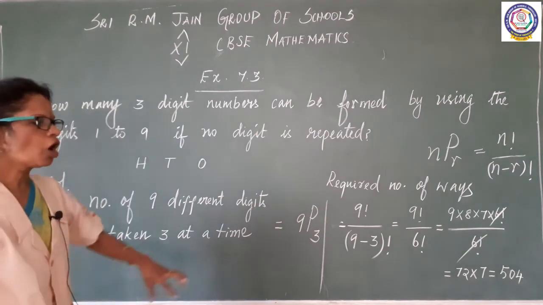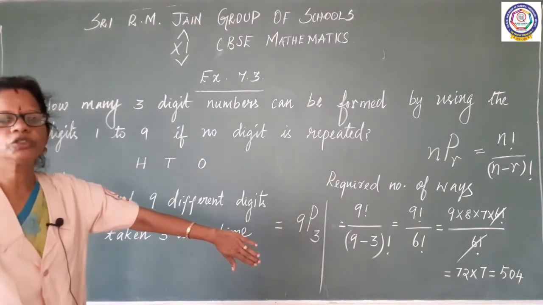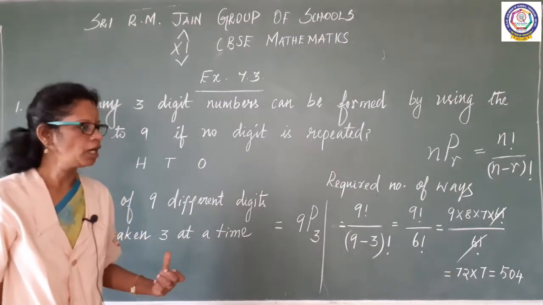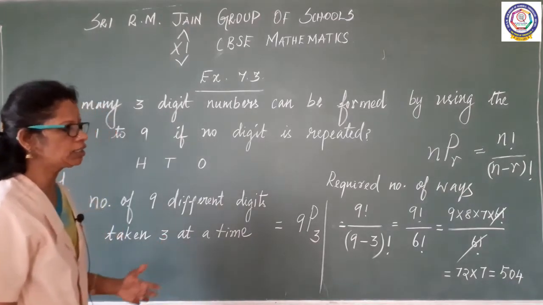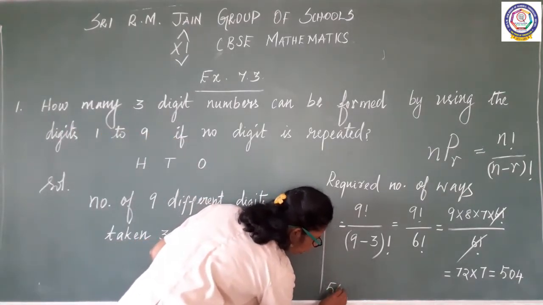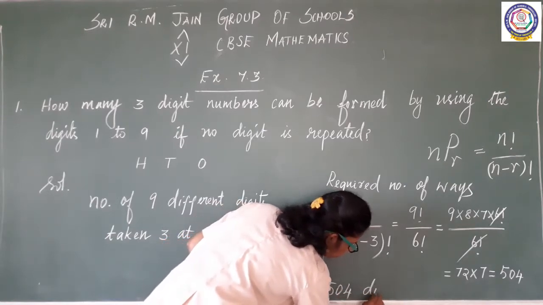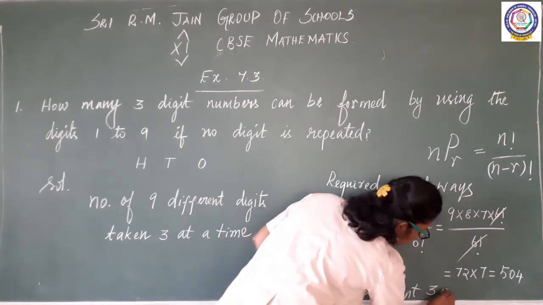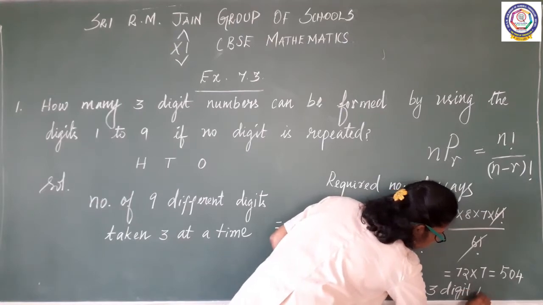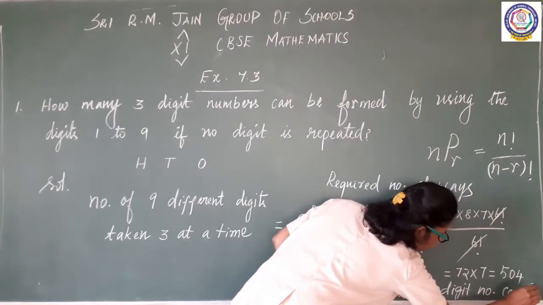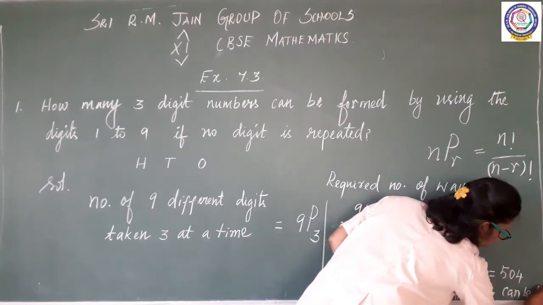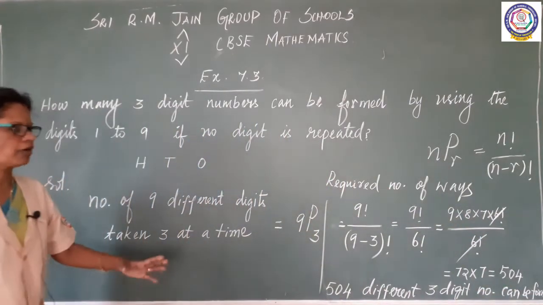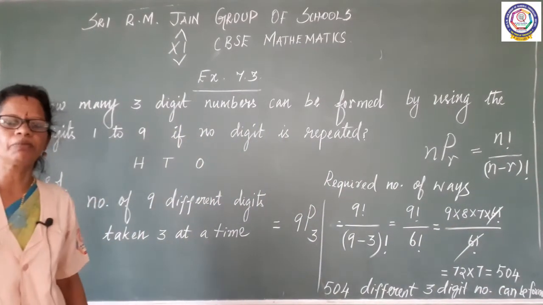Required number of ways: how many numbers can you frame? 504, that is 504 different numbers can be formed, right? 504 different 3-digit numbers can be formed. How many numbers? 504 different 3-digit numbers can be formed.